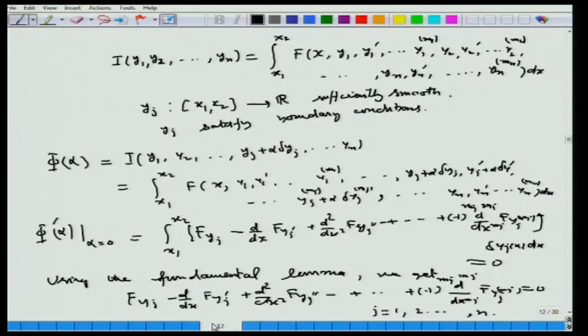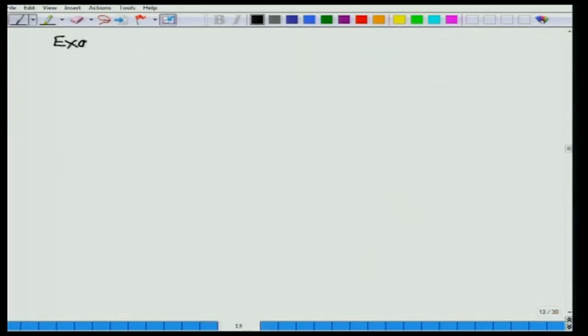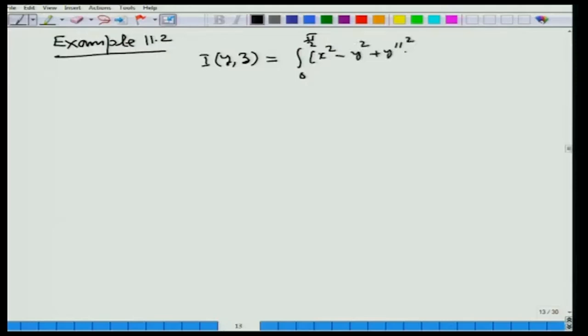So, various cases of this we had already considered earlier. So, we will just consider one example in this. So, let us say this is 11.1. So, example 11.2 is the following. Now we take n equal to 2 here. So, I is a function of y and z like this, and we consider here the integral from 0 to pi by 2 of x square minus y square plus y double prime square minus z square plus z prime square dx. So, here this y is going up to second order derivative, whereas z is going only up to first derivative.